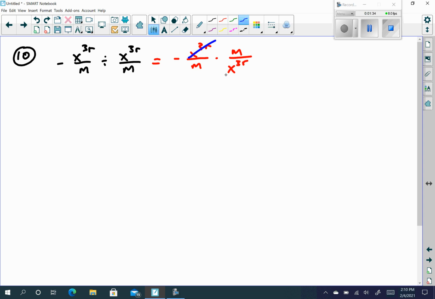So now the x cubes cross out, the m's cross out, and as everything crosses out, we're not left with zeros, but we're left with ones. So because I have a negative here, when I divide opposites, or when I cross everything out, I'm left with a negative 1.